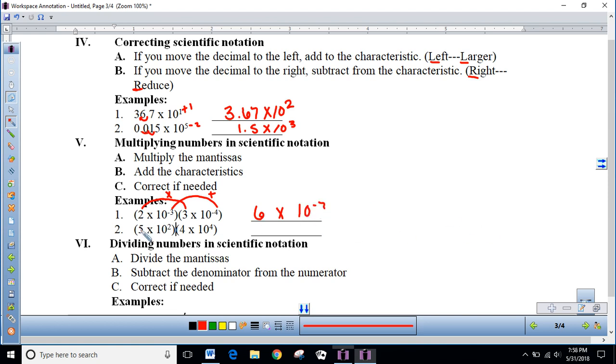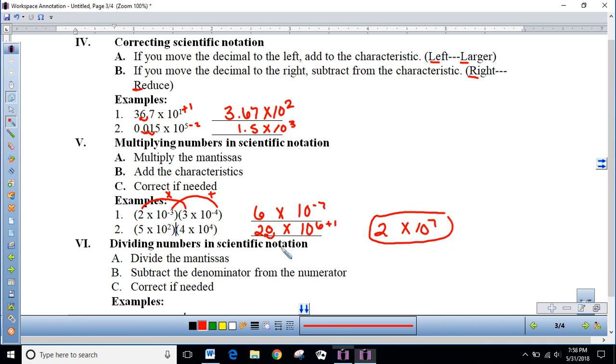Alright, so we've got 5 times 4, 20. And then 2 plus 4 is 6. Alright, anything wrong with that? Well, our number needs to be 1 to 9, and 20 is not 1 to 9, so I have to do what we did up here. We're going to need to correct it, meaning it can't be that, so we're going to need to move it. We're moving it 1 spot. Since that was more than 10, we are going to add. So you would get 2 times 10 to the 7th power as the correct answer.